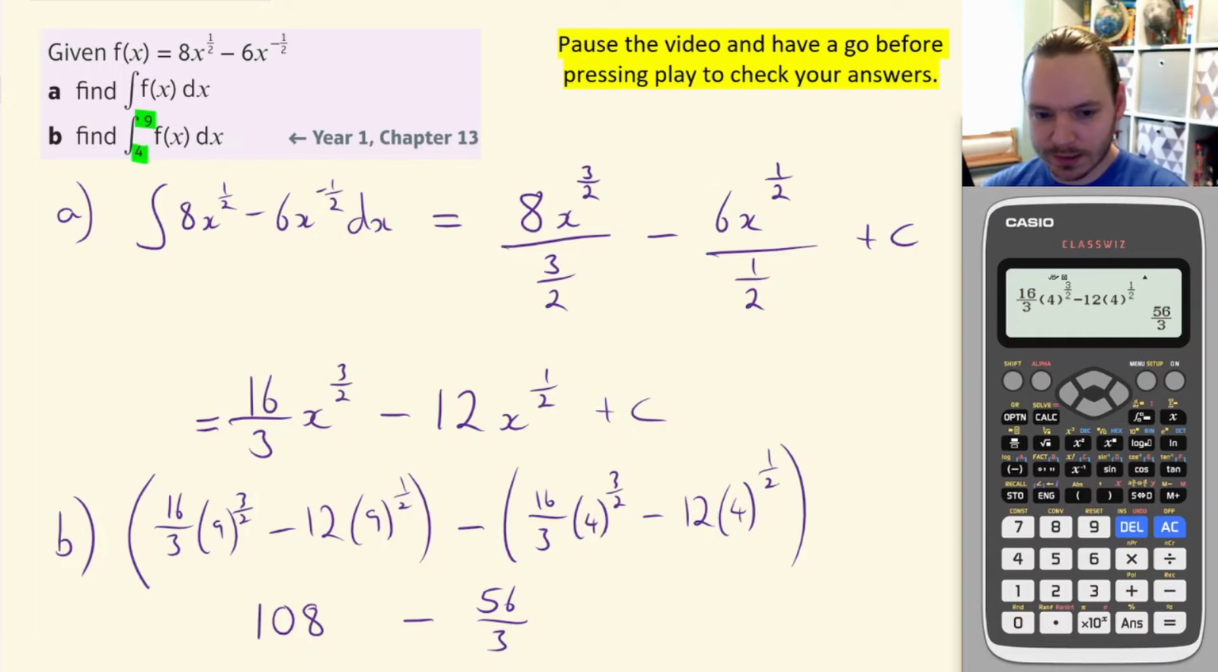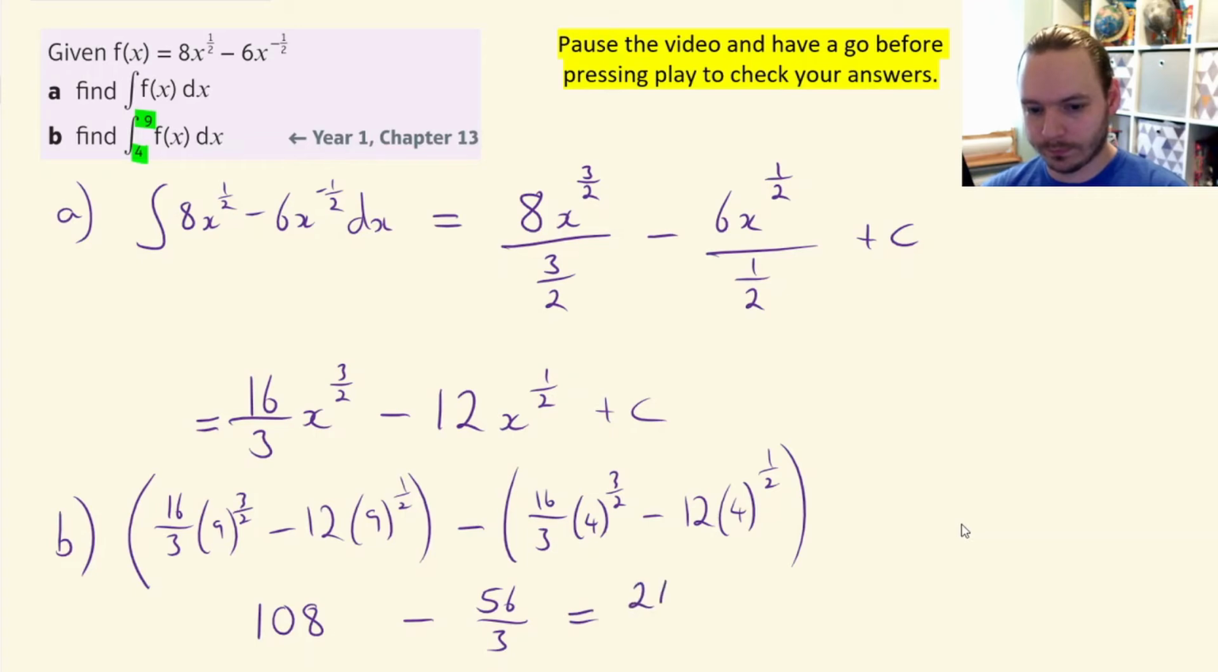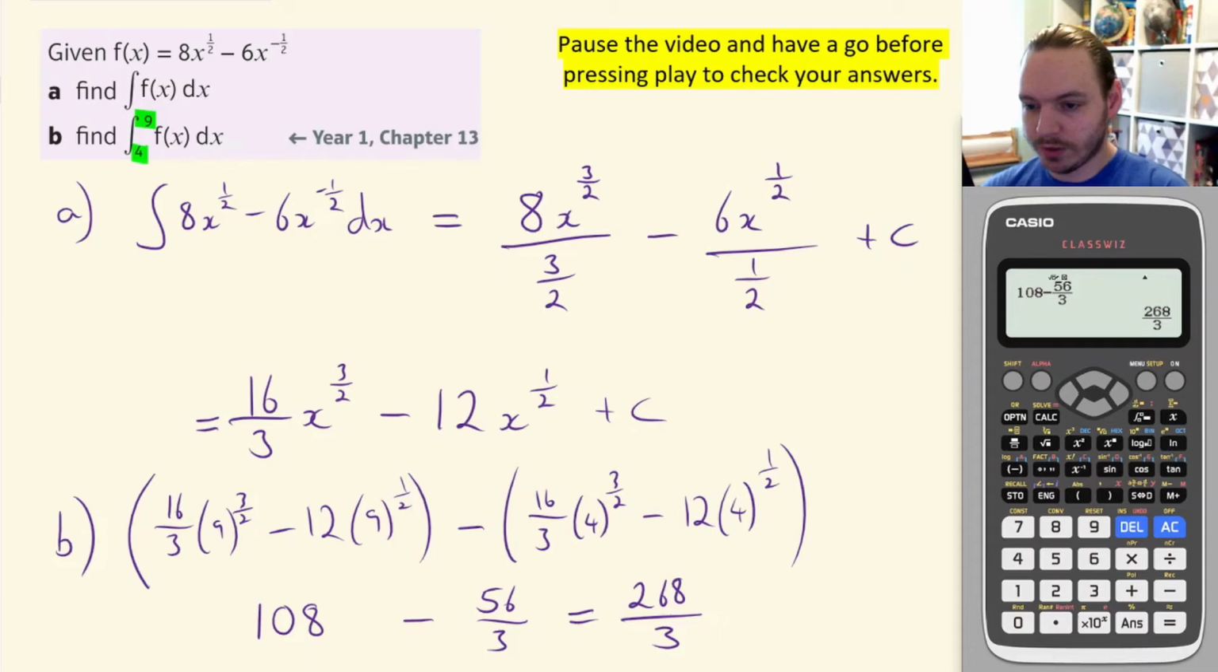And then I just need to subtract those two things. So 108 take away 56 over 3 is going to give us 268 over 3. And we're done. 268 over 3 is our final answer.